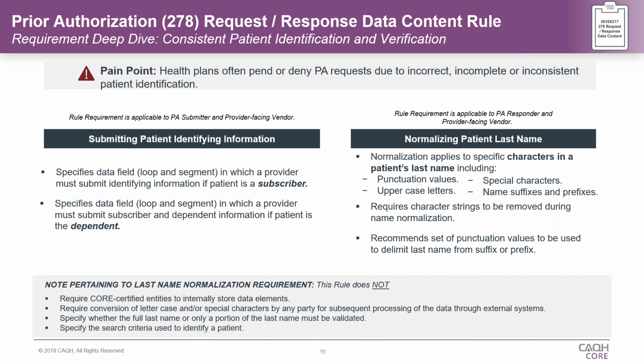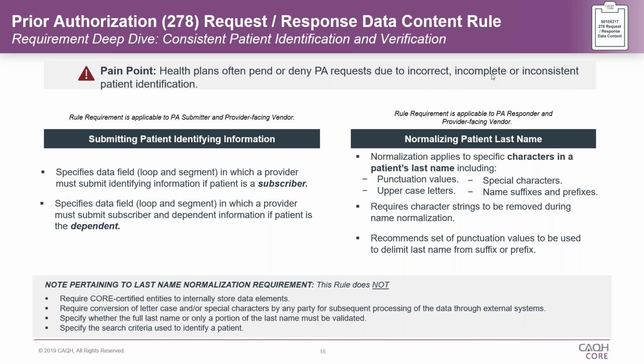When the health plan and its agent receive the request, they should normalize the patient last name. Normalizing applies to specific characters in a patient's name, including punctuation values, special characters, uppercase, lowercase, name suffixes, and prefixes. By requiring character strings to be removed during name normalization and recommending a set of punctuation values to be used to delimit last name from suffix or prefix, normalization promotes successful adjudication of information included on the request that is reviewed by health plans.